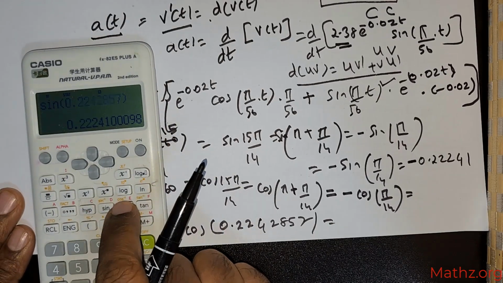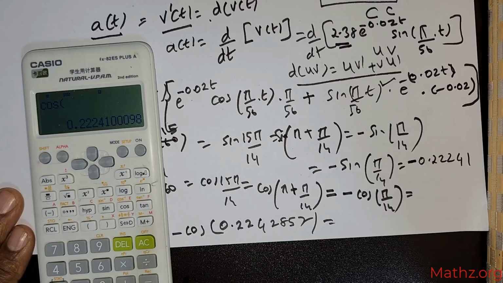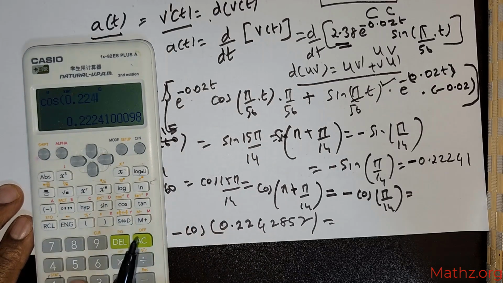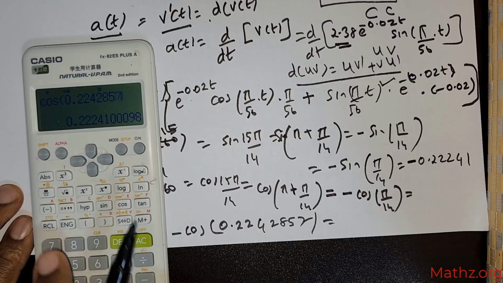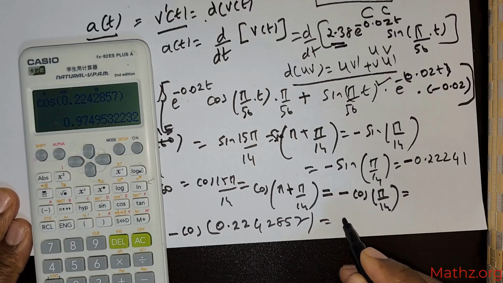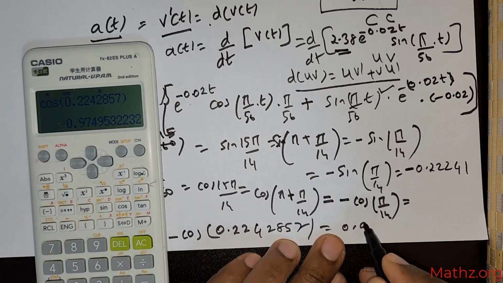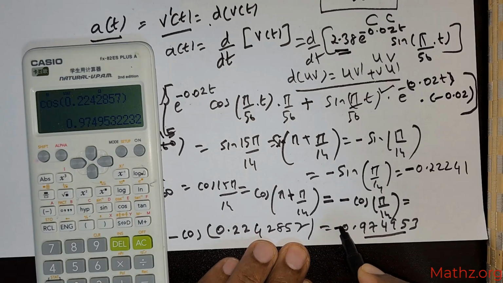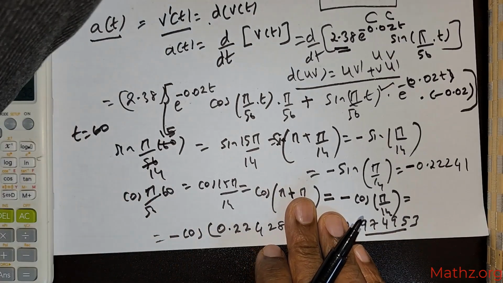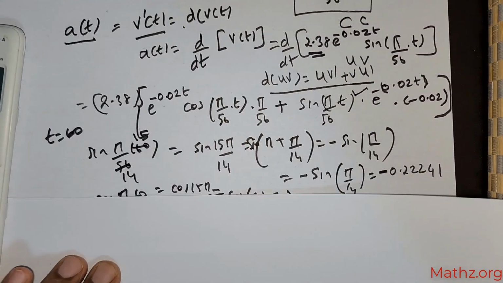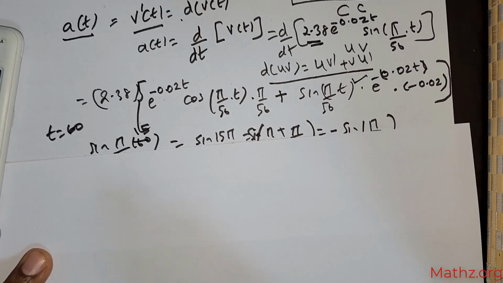So let me key in cos of 0.2242857 equal to, what do we get? We get 0.9749 up until here, with a negative sign. Okay, we got all these values. Now let me move on to the next page and key in the values.